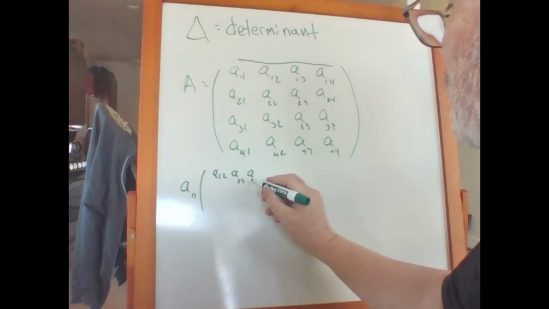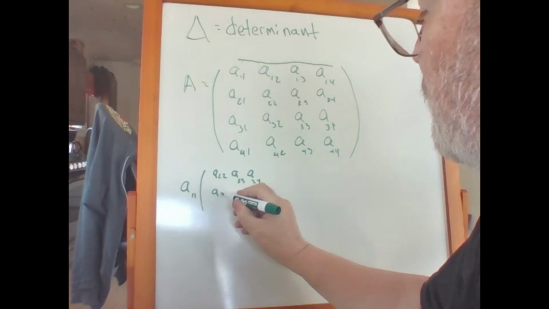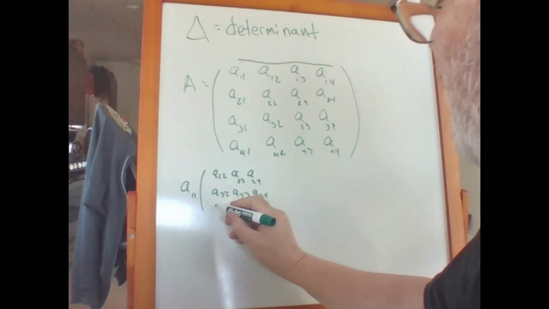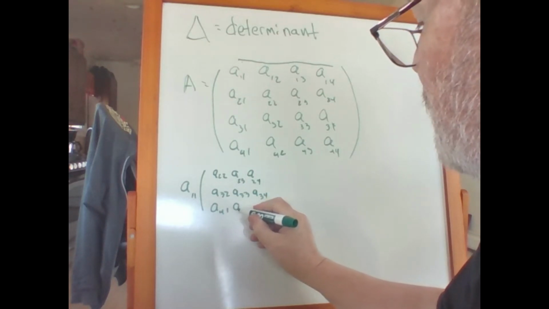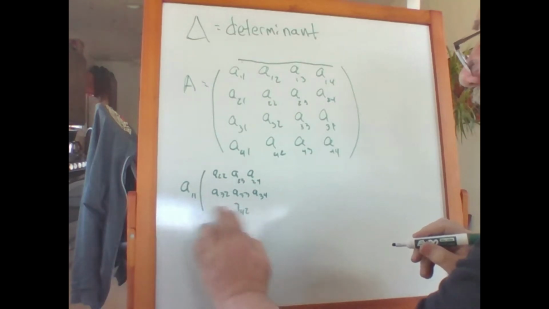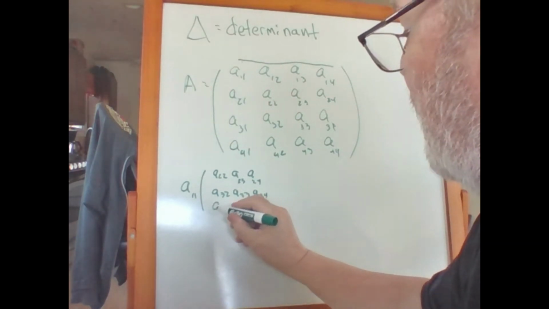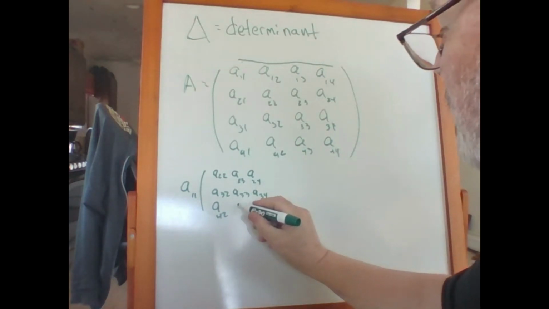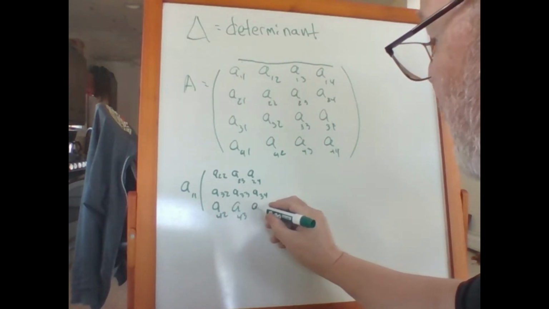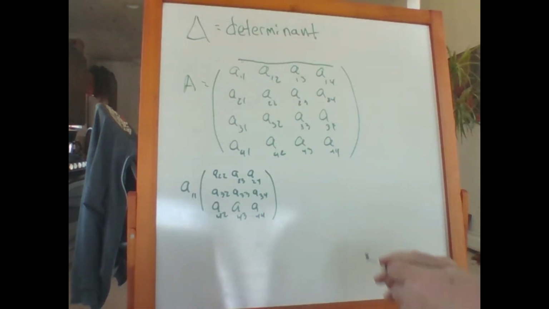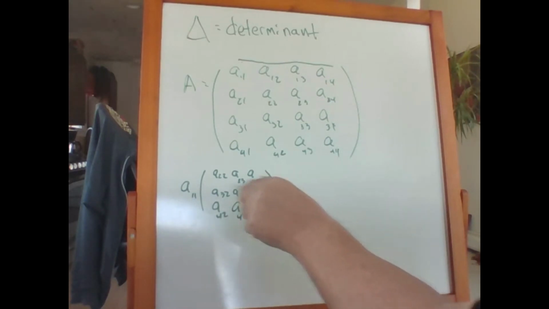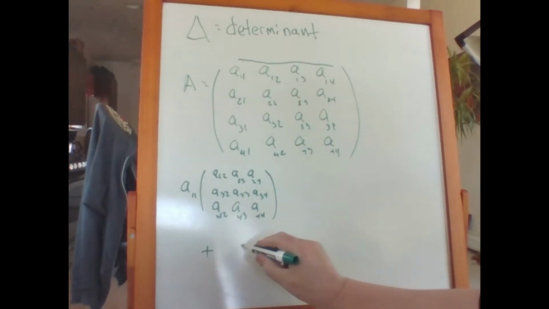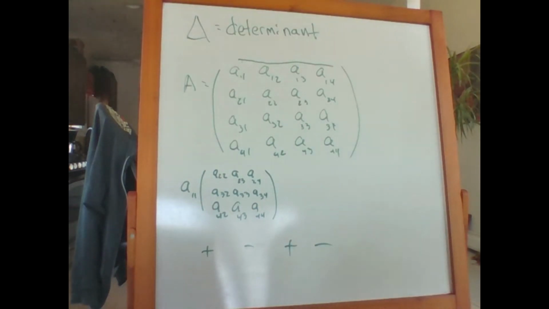A23, A24, A32, A33, A34, A41, A42. I'm sorry. Ah, you got to be so careful with these things. A42. Because I'm eliminating those, I'm just looking at these, A42, A43, A44. This matrix for this element is the minor for that element. And you alternate. So the first one is plus, the second one is minus, the third one's plus, and the fourth one is minus. You alternate plus and minuses.